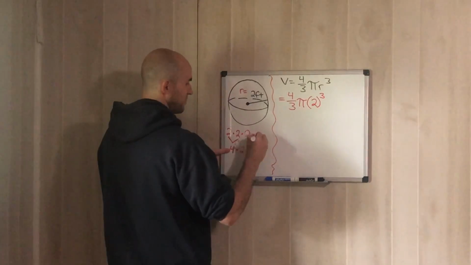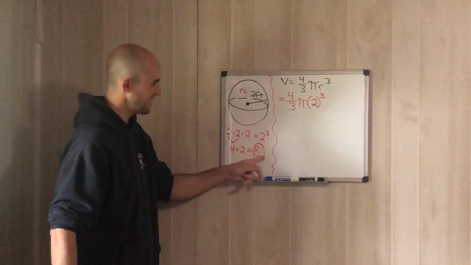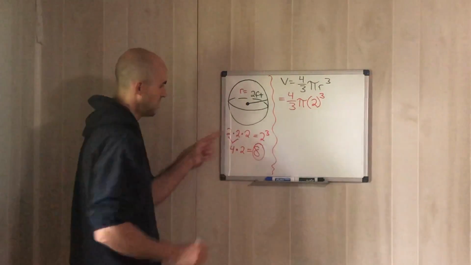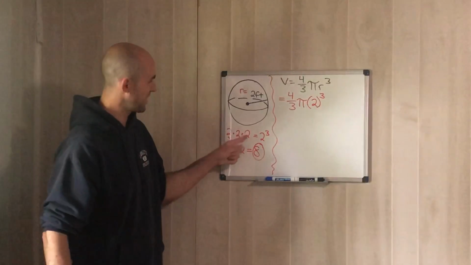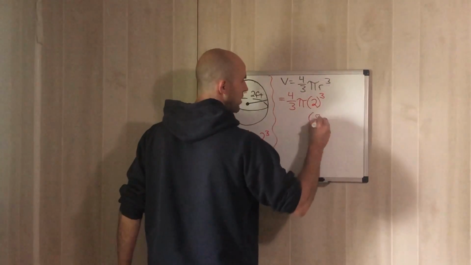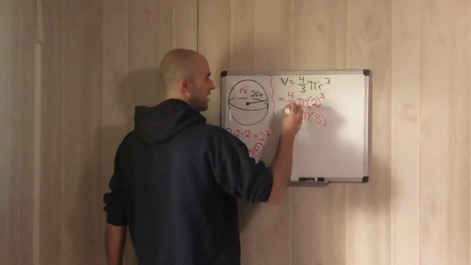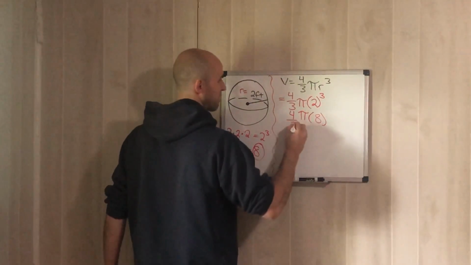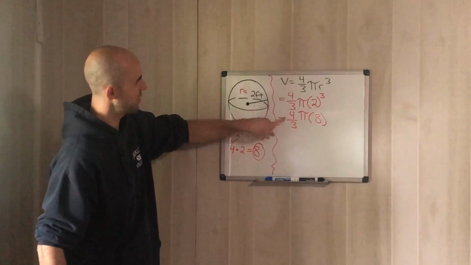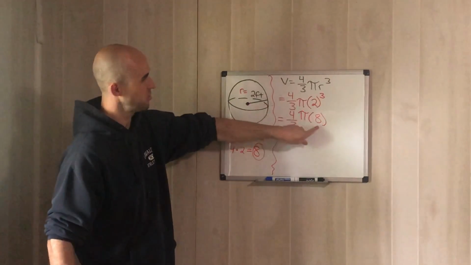So we know that 2 to the third that we originally had is 8. And all we did was 2 to the third means 2 times 2 times 2. 2 times 2 is 4. 4 times 2 is 8. So we can substitute that there, right? We know that 2 to the third was 8. We know that the pi stays there. We have the 4 divided by 3 right there, right? And all I did, I just brought everything down. 4 to the third, pi, 2 to the third, 2 times 2 times 2 gives us 8.